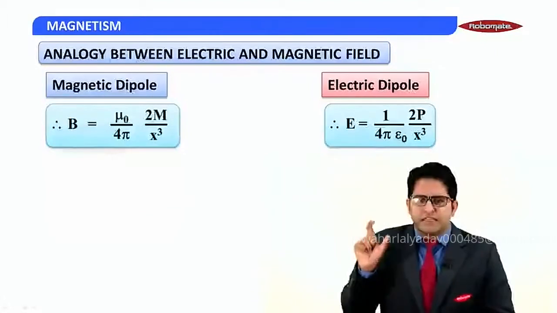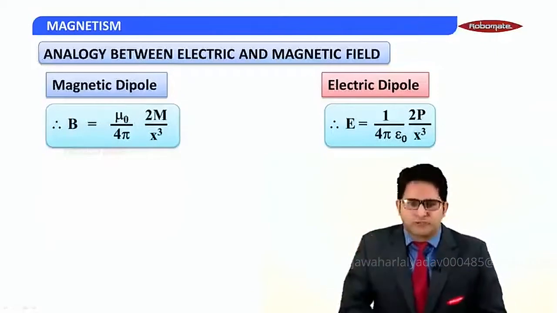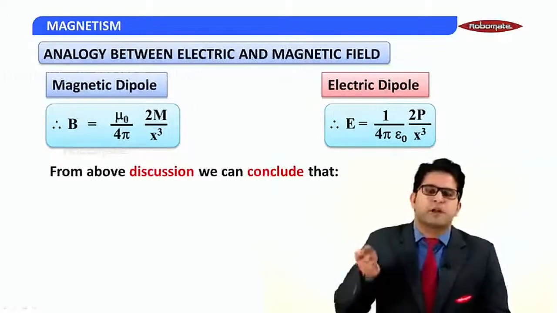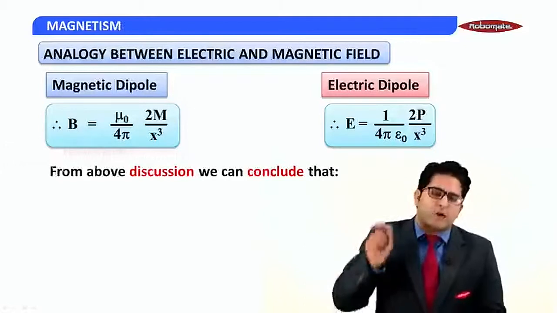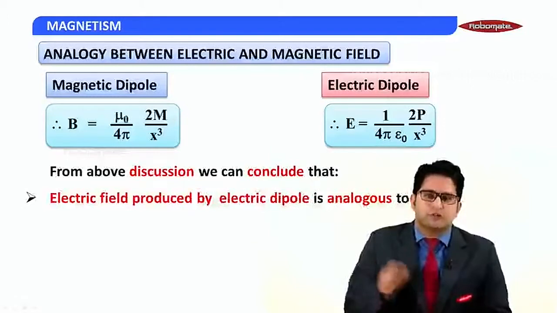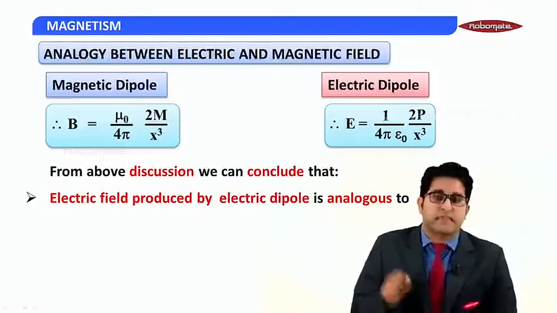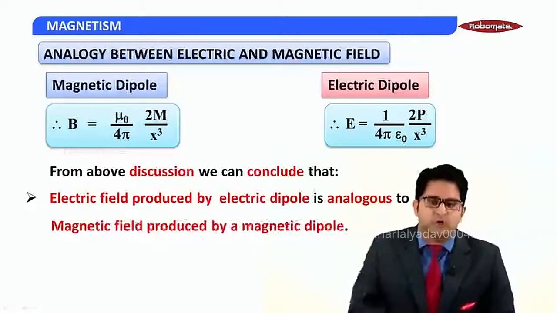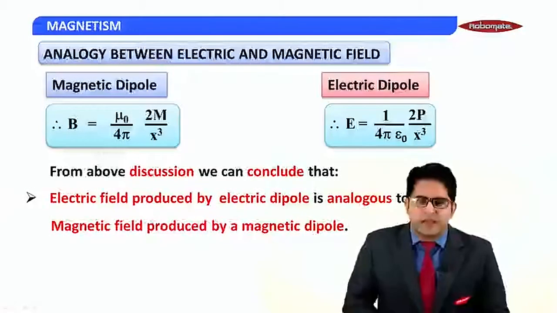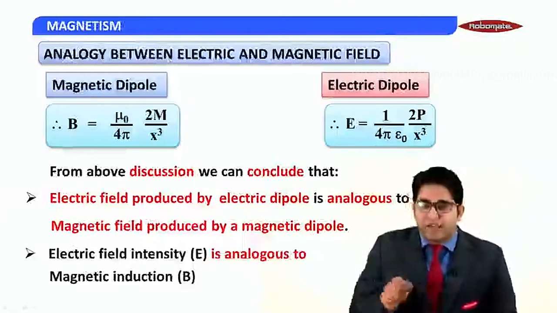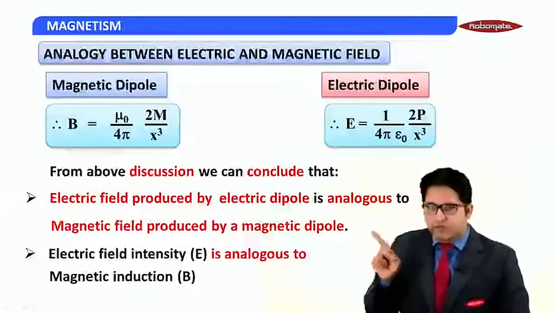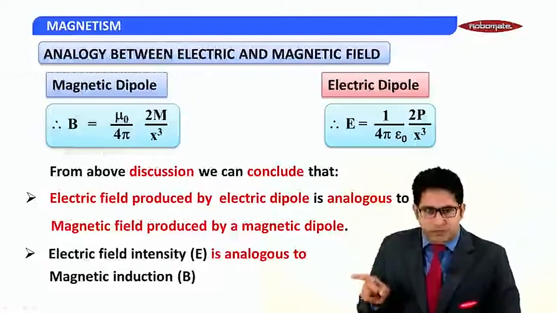As you can see, there is a similarity between these two formulas, and from the above discussion we can conclude that the magnetic field produced by the bar magnet is analogous to the electric field produced by the electric dipole. So I can say the electric field produced by the electric dipole is analogous to the magnetic field produced by the magnetic dipole. In a similar way, I can also say that electric field intensity is analogous to magnetic induction. These two points are very important, kindly note them down properly. Now let us move further.